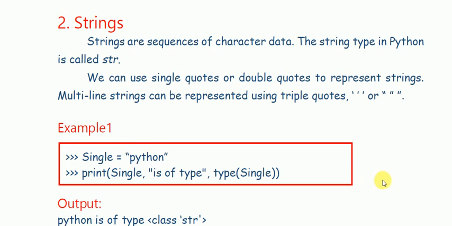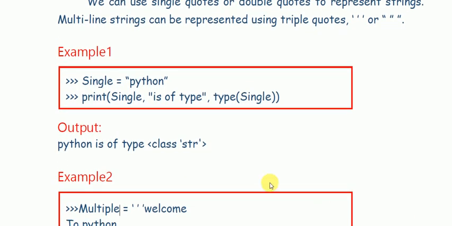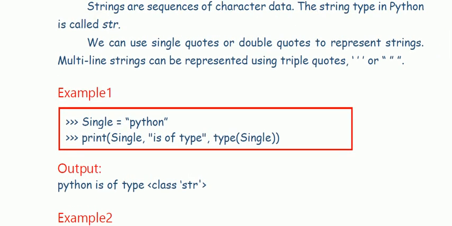For example, a string will be defined with double quotations. Print. Which type is it? str type. Str means string. As we already discussed, the string type is str.